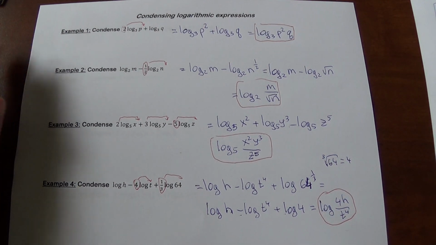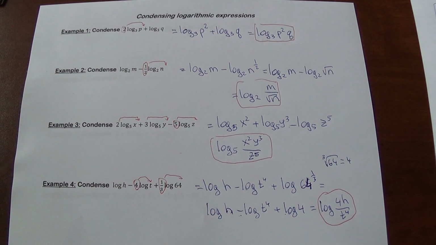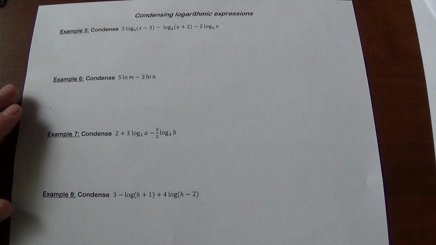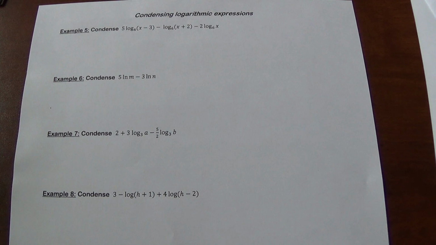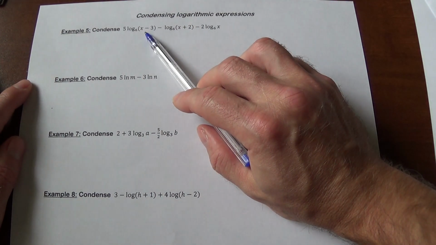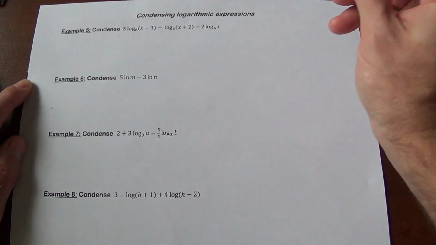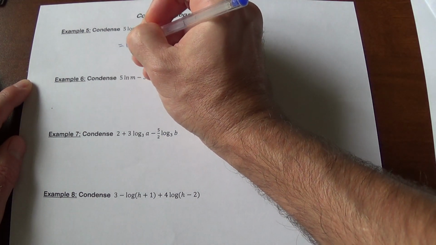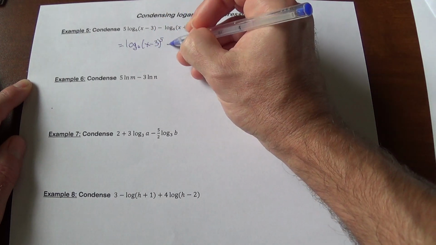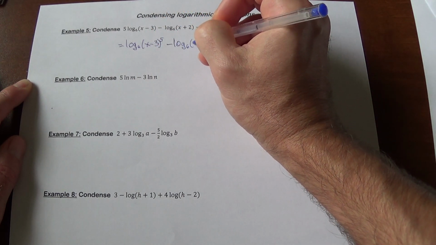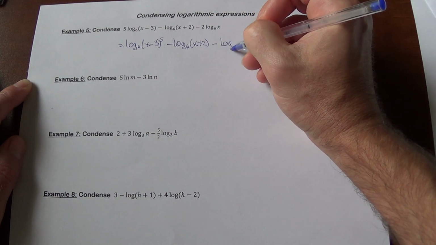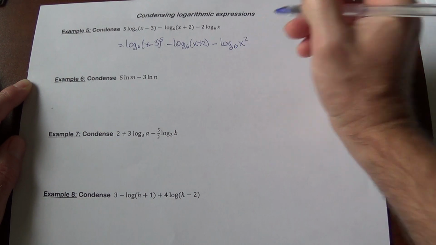Alright? Next examples. Now we're getting into something a little bit lengthier. So let's take a look at this one. It doesn't really matter that we have x minus 3 here, it's still going to be handled the same way. So we're going to get log base 6 of (x minus 3) to the 5th minus log base 6 of (x plus 2), nothing changes here, minus log base 6 of x squared.